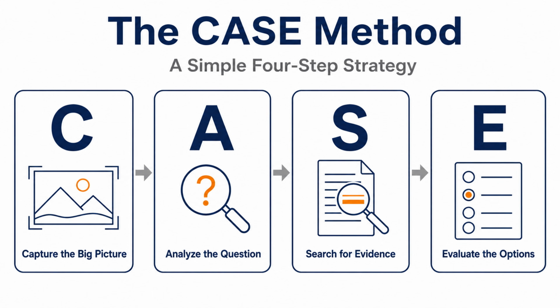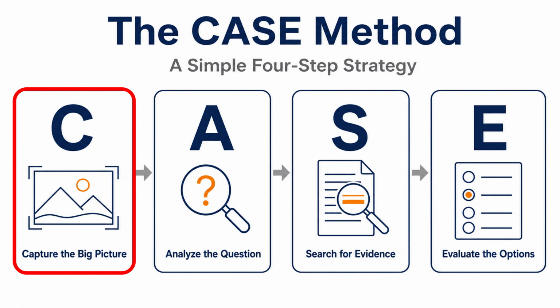Some details may be important for one question but completely irrelevant to another. Another challenge is that several answer choices may look reasonable. So, the real challenge is not the length of the case study. The challenge is finding the right information for each question and using it correctly. Fortunately, there is a simple strategy that can help us do this. The strategy is called the CASE method. CASE is an abbreviation for capture the big picture, analyze the question, search for evidence, and evaluate the options.